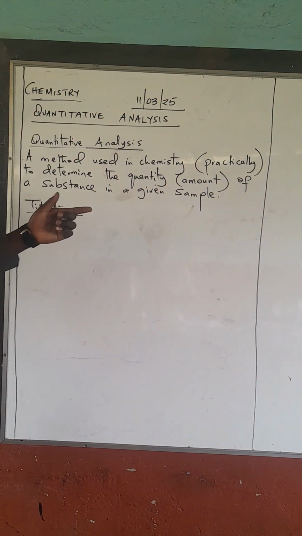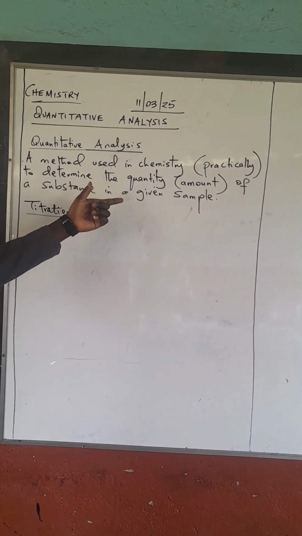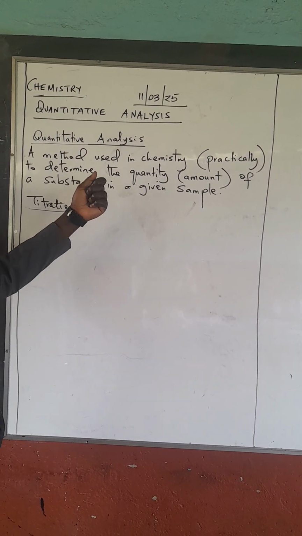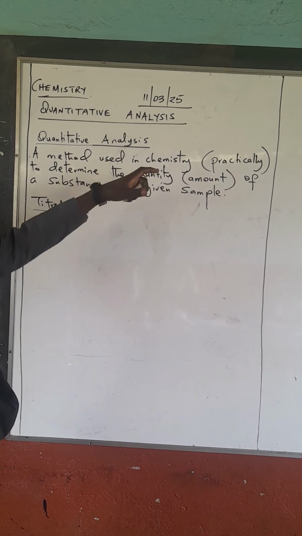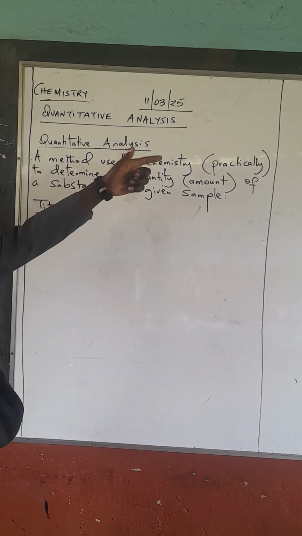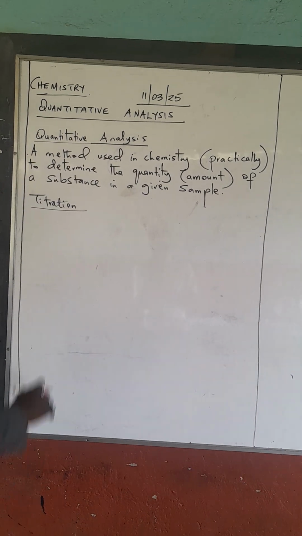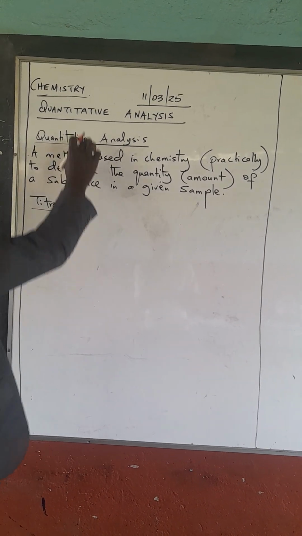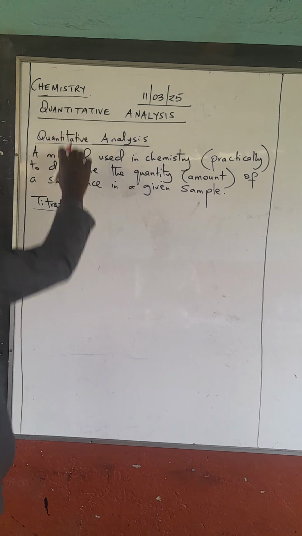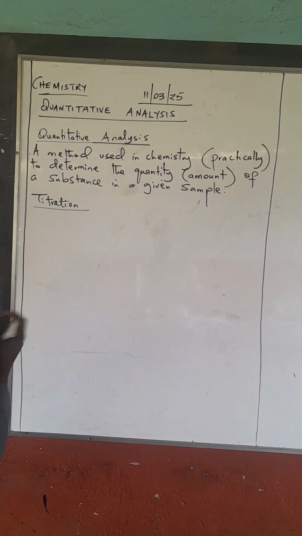So you are given a sample, you want to determine particularly, for example, the amount of base that is in that substance, the amount of acid that is in that substance. That's what we call quantitative analysis. There is a technique that is used under quantitative analysis. This one is titration. How is it done?